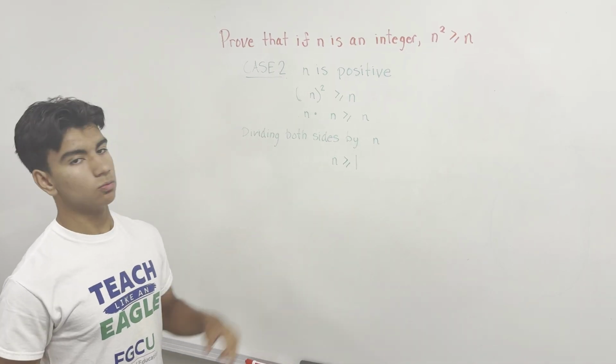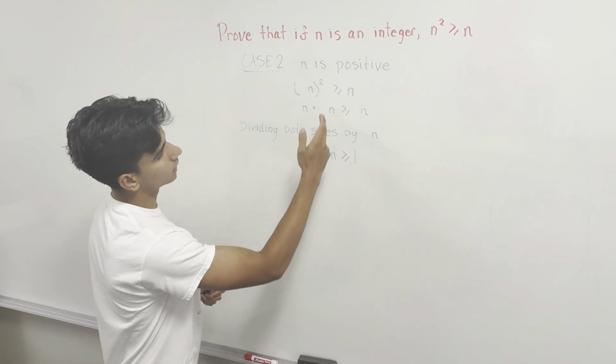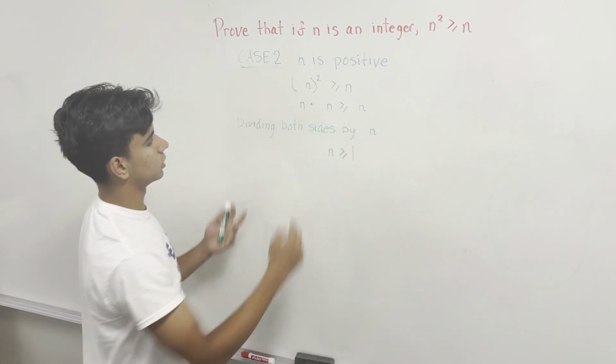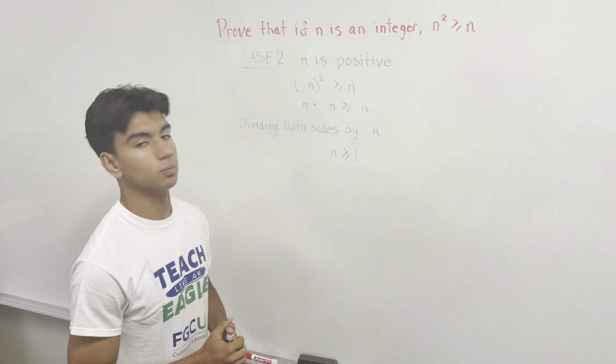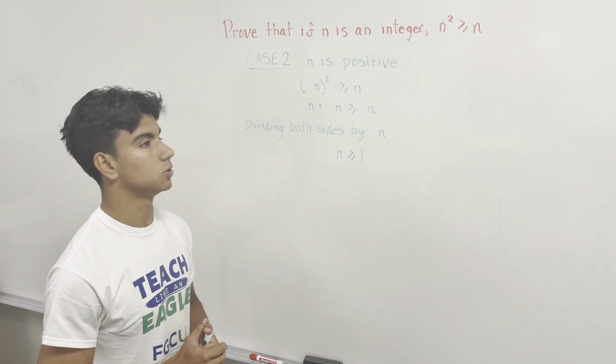Similarly, for case 2, where we have n is positive, we're going to do the same thing. You just divide by n, and when you divide both sides by n, you're going to get n is greater than or equal to 1, which is always true for positive integers, making our case 2 right.